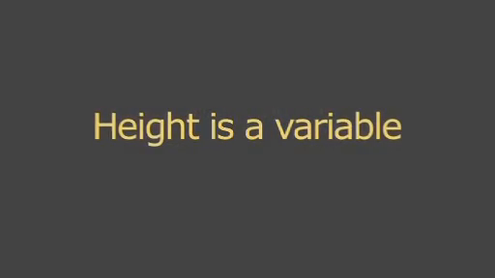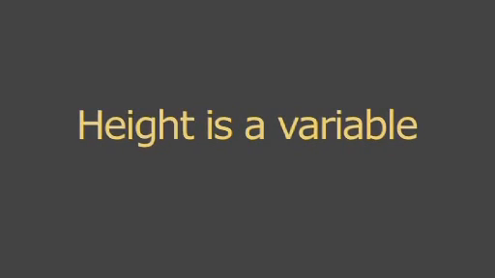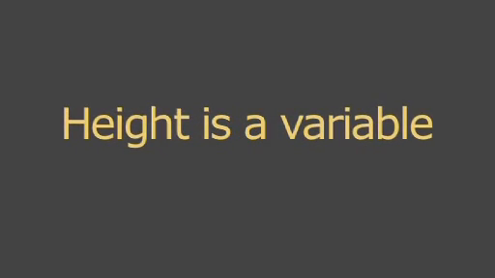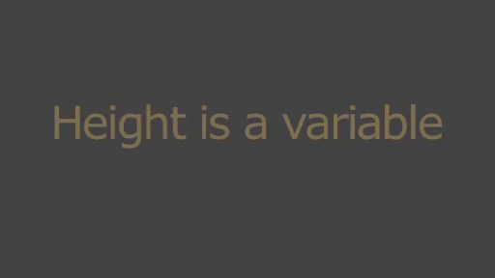Here is an example. In your class, the height of different students is not the same. When you write down the height of every student using numbers, the numbers vary. Height is a variable. There are two kinds of variables.